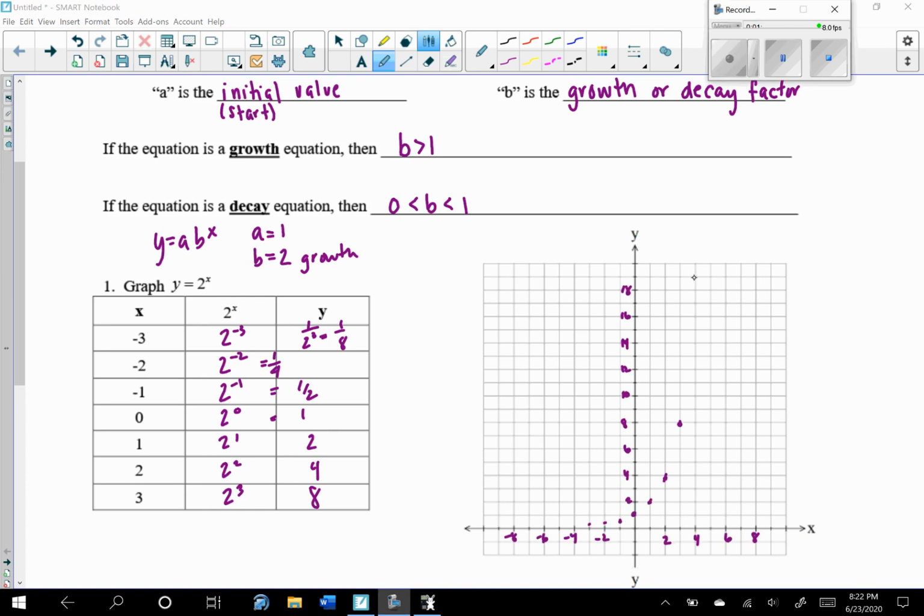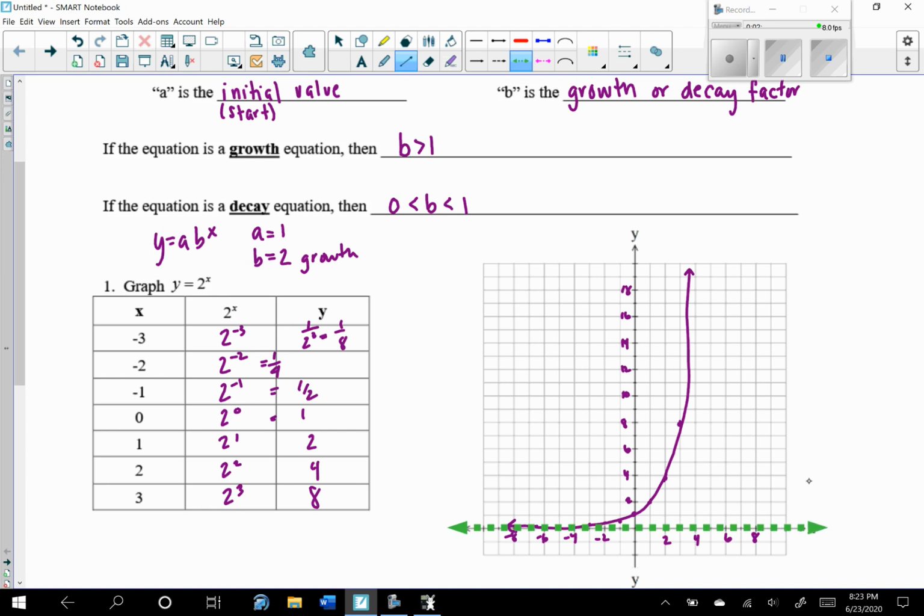So when we plot our points, we can see this is exponential growth because as you move along your graph, going from left to right, least to greatest, you notice that your y values are growing. And of course, we've also talked about the fact that there is an asymptote on our graph here at y equals 0, so it's a horizontal asymptote.